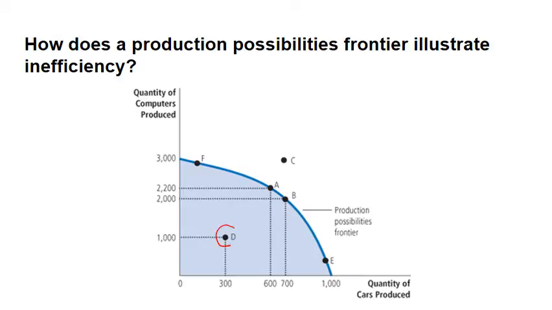For example, point D is inefficient. At point D, we produce 1,000 computers and 300 cars. But at point A, we can make 2,200 computers and 600 cars. We get more computers and more cars at A than at D. Well, since people want more, point A is obviously preferred to point D. That means that point D is inefficient.